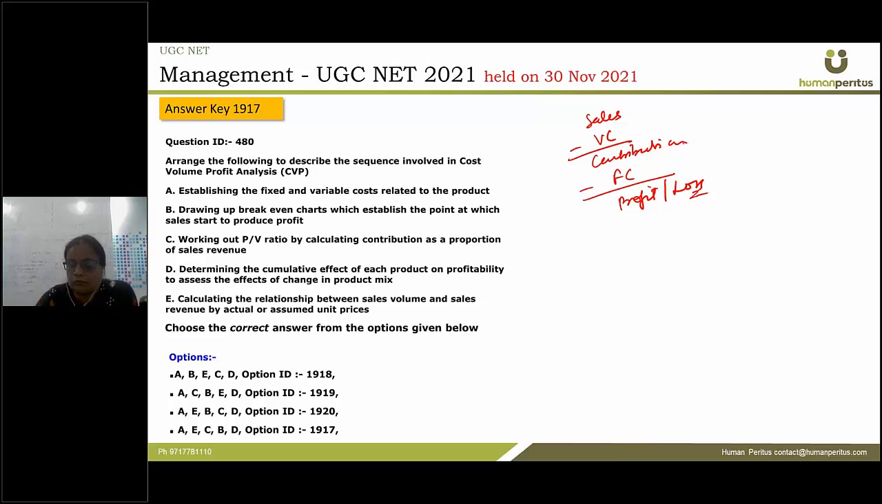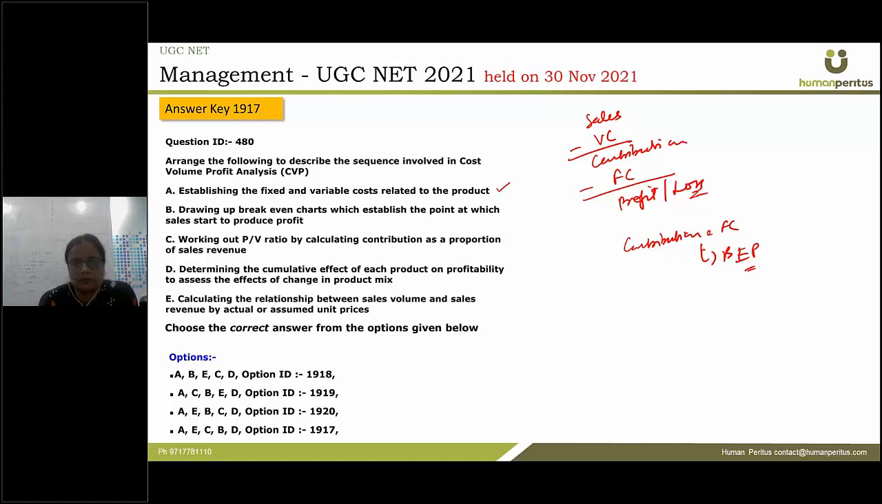So if the contribution is equal to fixed cost, then that is giving us the break-even point. So beyond that point, if we sell even one single unit, we will be able to generate profit, right? So there is a particular theoretical sequence in which this CVP analysis happens. Okay, so first we have to distinguish between the fixed and variable cost related to the product.